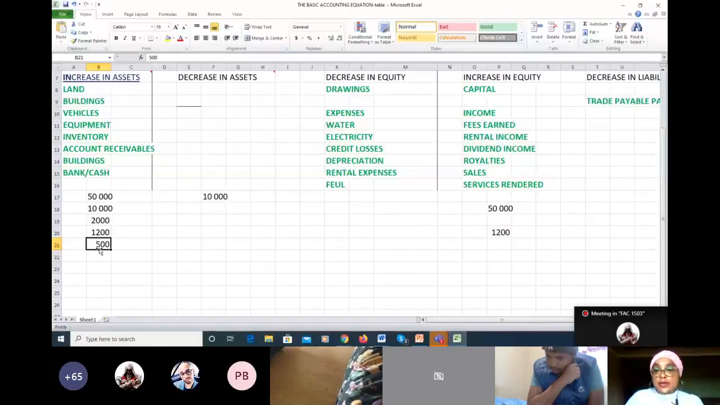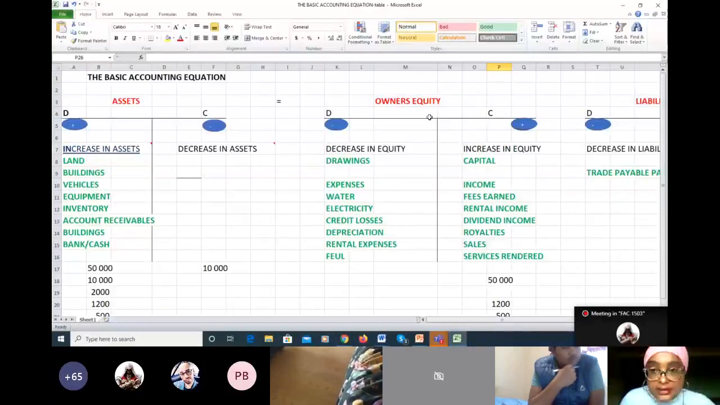But at the same time, I have made a sale of 500 and I need to reflect it in my owner's equity, in an account called sales. This is just to show you where it's going to lie in the bigger picture.